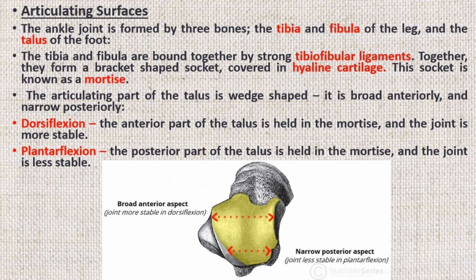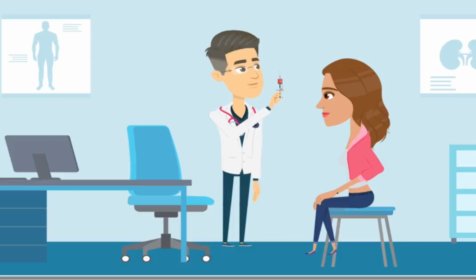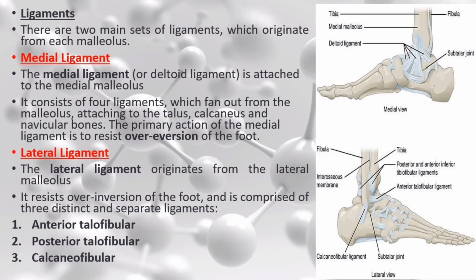Dorsiflexion. The anterior part of the talus is held in the mortise, and the joint is more stable. Plantar flexion. The posterior part of the talus is held in the mortise, and the joint is less stable. Ligaments. There are two main sets of ligaments, which originate from each malleolus.